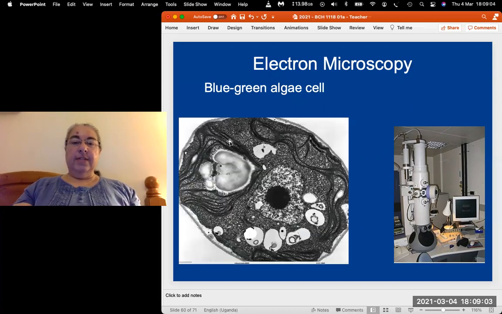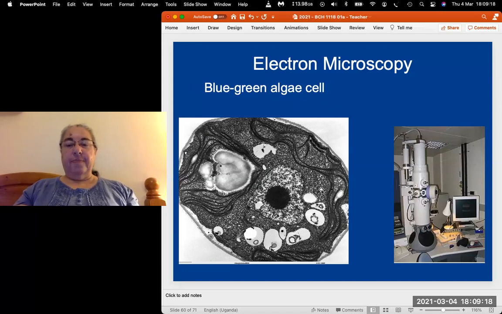So here we've already seen this picture. This is the blue-green algae cell again, the Chlamydomonas cell. And this is a transmission electron micrograph. You can see that the electrons have passed through the cell and been scattered differently depending on the exact characteristics of the material that it's passing through. So we're able to see this image of what's inside the cell.